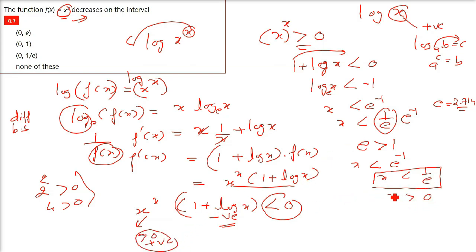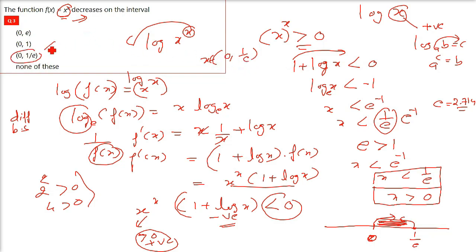The first term has to be positive, so x has to be greater than 0. The second one is x should be less than 1 by e. Now combine these both and just join them. That is, x should be greater than 0 and x should be less than 1 by e. This is the common point, the intersection, and that is going to give you the interval. So x should be between 0 and 1 by e. Then you will say, okay, this is going to decrease. The third option is the correct option here.